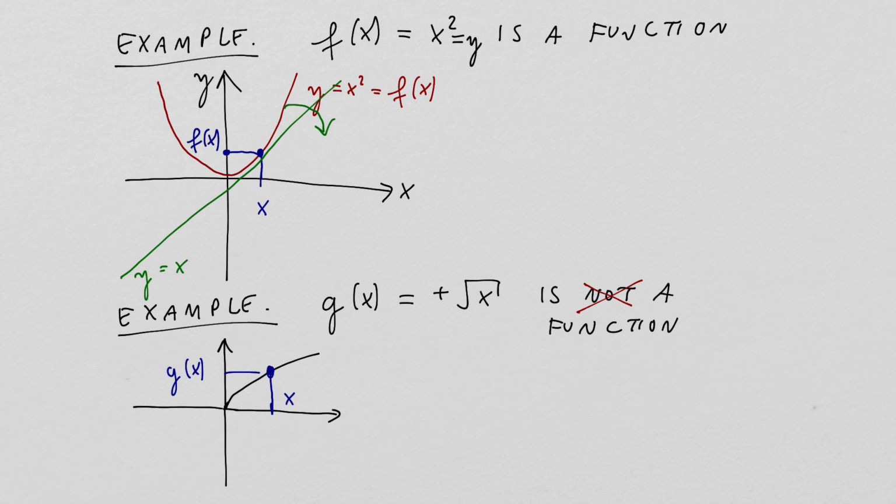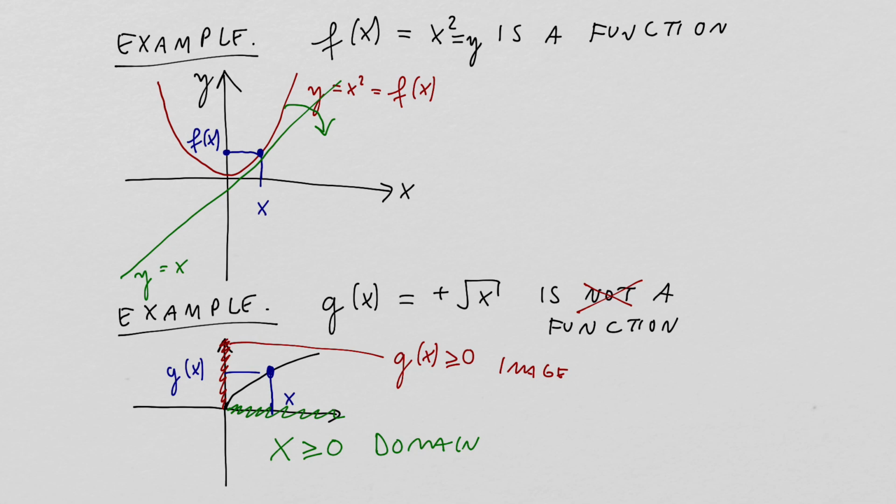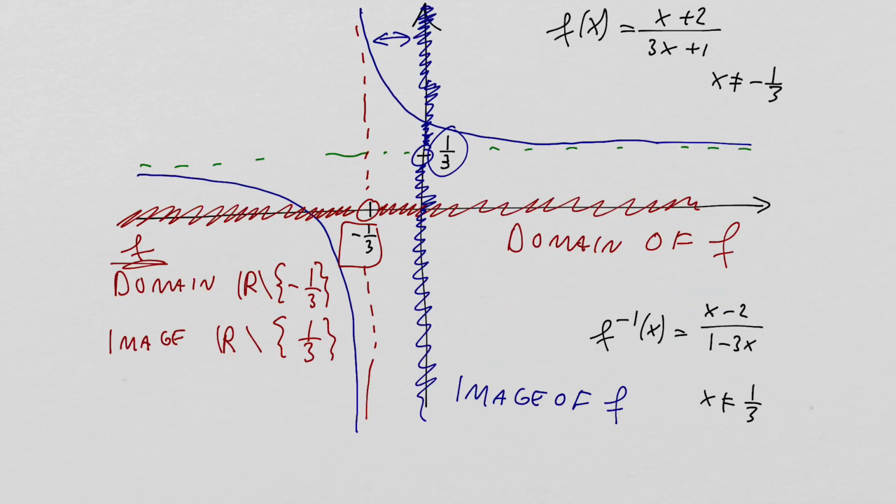Let's see the other functions what we were considering. We can see for the square root function that the domain consists of those values that x is at least 0, and the image consists of those values that the function is at least 0. These were some concepts related to functions.